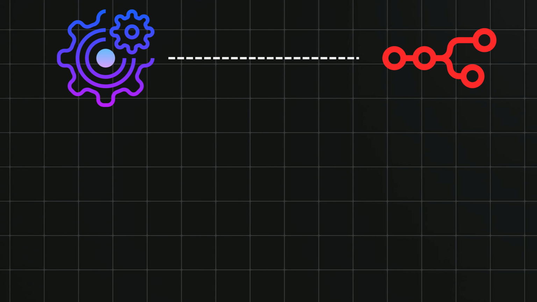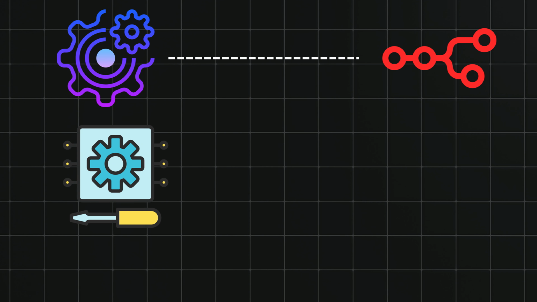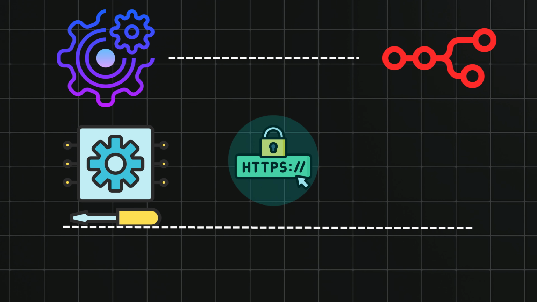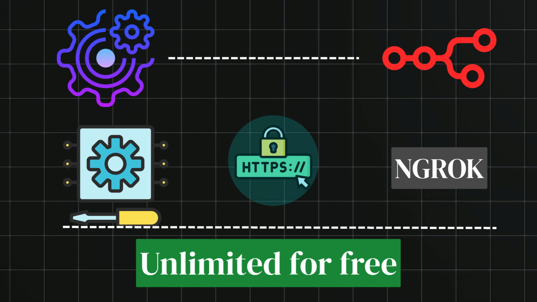Want to start building powerful automations using n8n but don't want to pay for the cloud version? In this video, I'll show you how to set it up locally and expose it securely with HTTPS using Ngrok, and the best part, it's absolutely free.